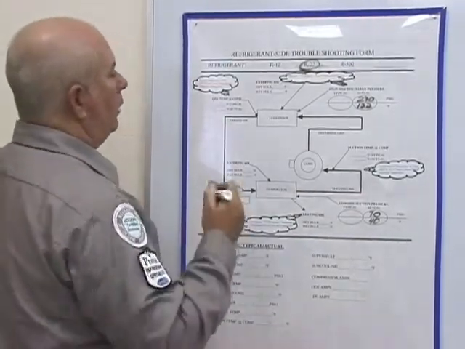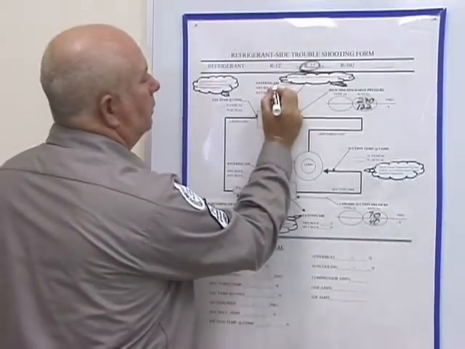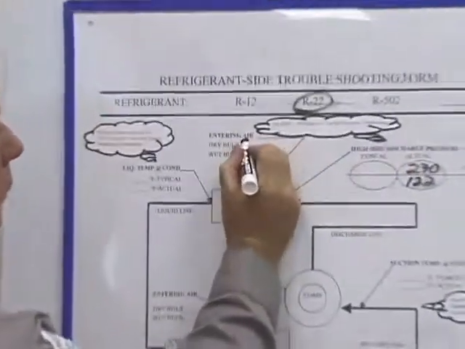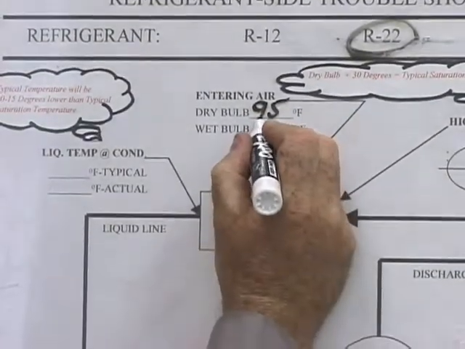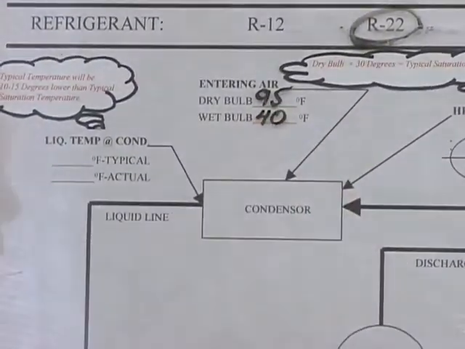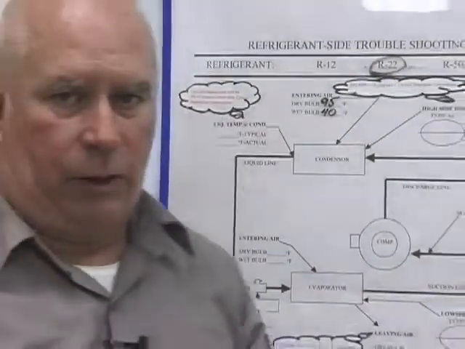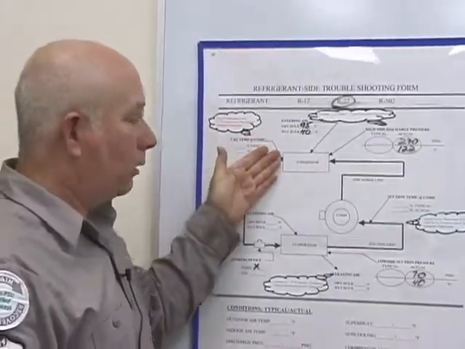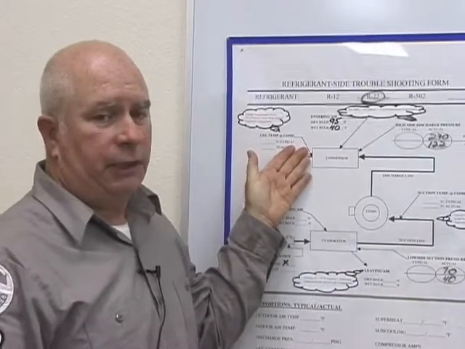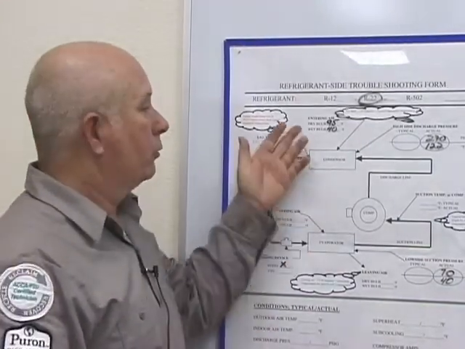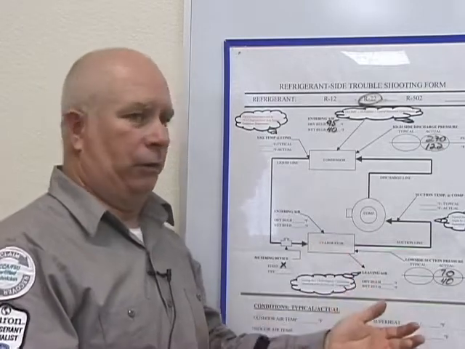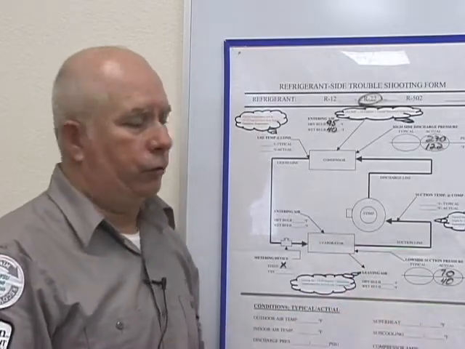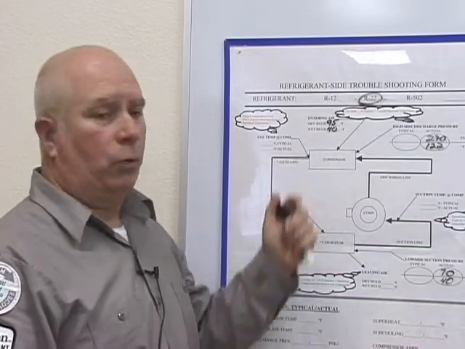Now we need to go and say, well, our outside air temperature is 95 degrees. Our wet bulb is 40 degrees. You're going to find that using the sling psychrometer, and you're going to go outside to your condenser area, and you're going to retrieve those numbers. Now, don't go right up on top of the unit. You can stand back a foot or two and collect your dry bulb and your wet bulb.